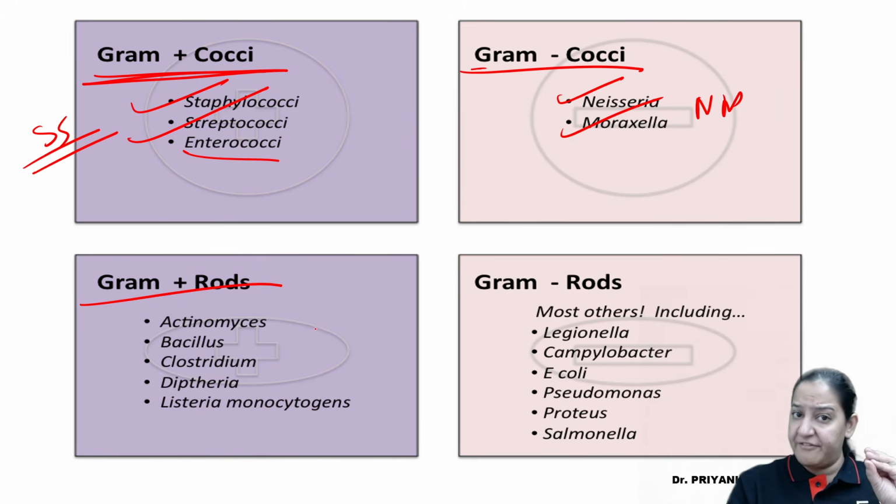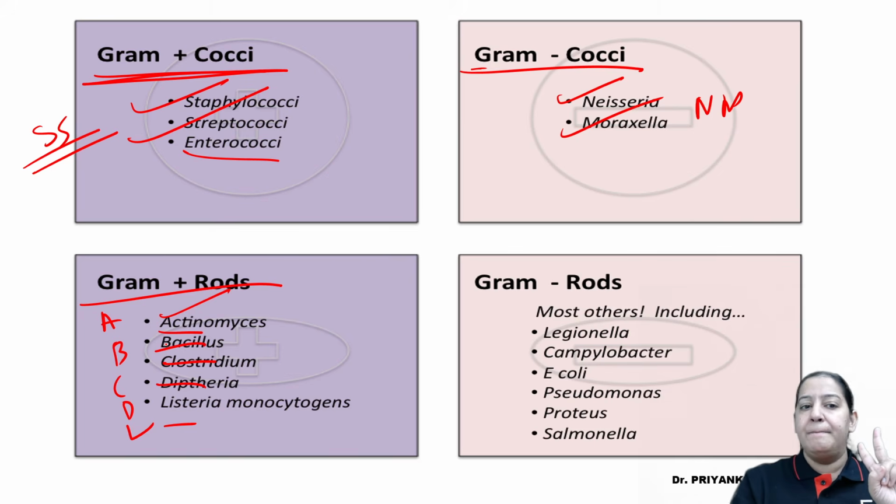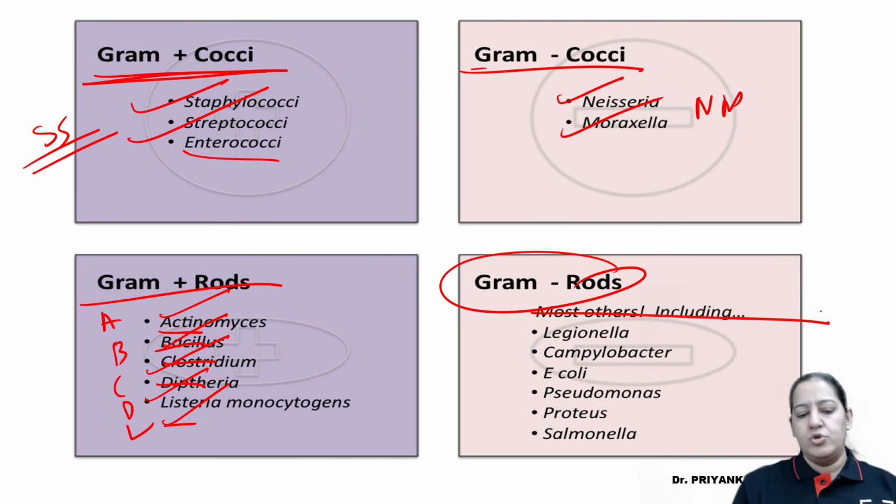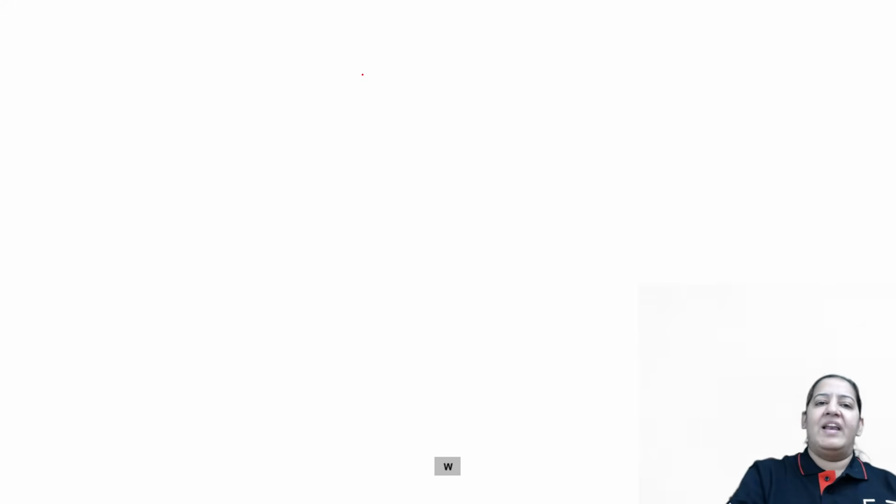Gram positive bacilli are 5. A, B, C, D, L. The mnemonic is A, B, C, D, L: Actinomycetes, Bacillus anthracis, Clostridium, Diphtheria, Listeria. And gram negative rods are all the remaining ones. Don't learn that list.